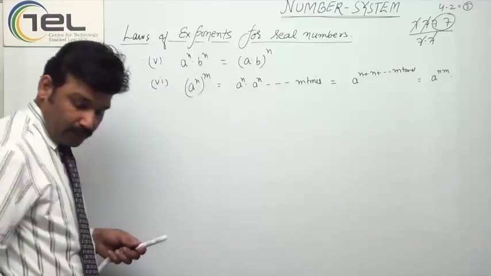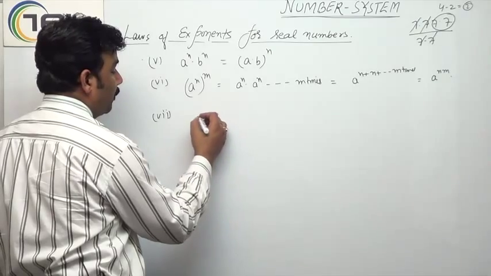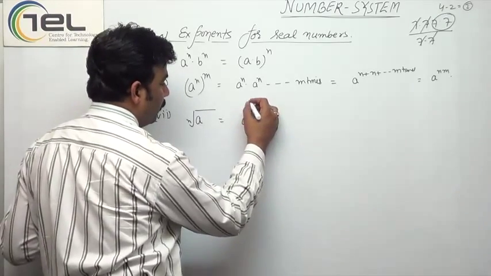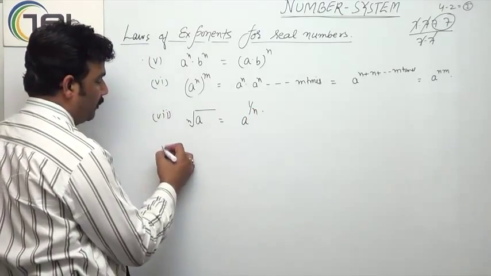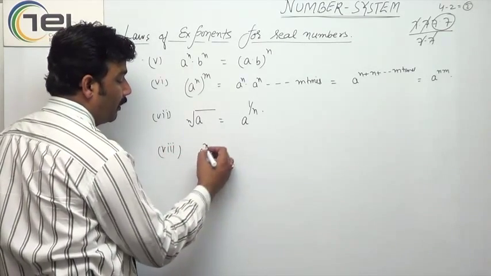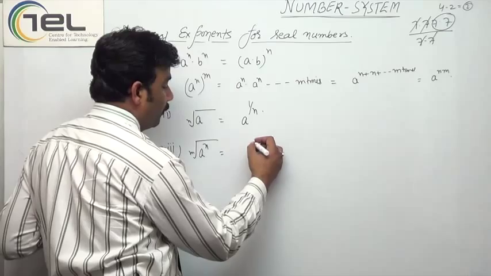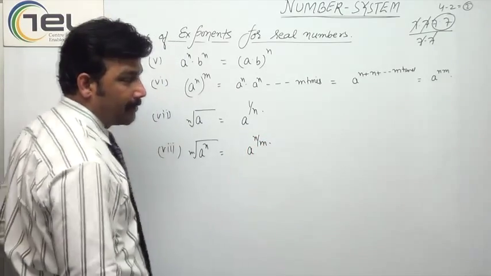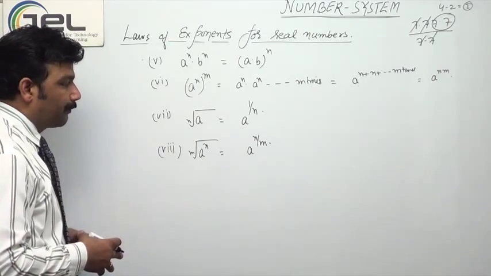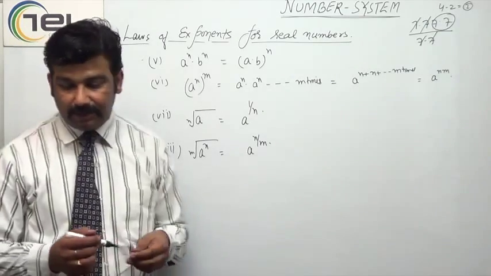Moreover, we have other rules. Seventh rule: I will have a raised to the power 1 by n equals the nth root of a. Eighth: a raised to the power n raised to the power m is equal to a raised to the power n by m. So this is how we have a number of rules here, and on that basis I will take some examples.